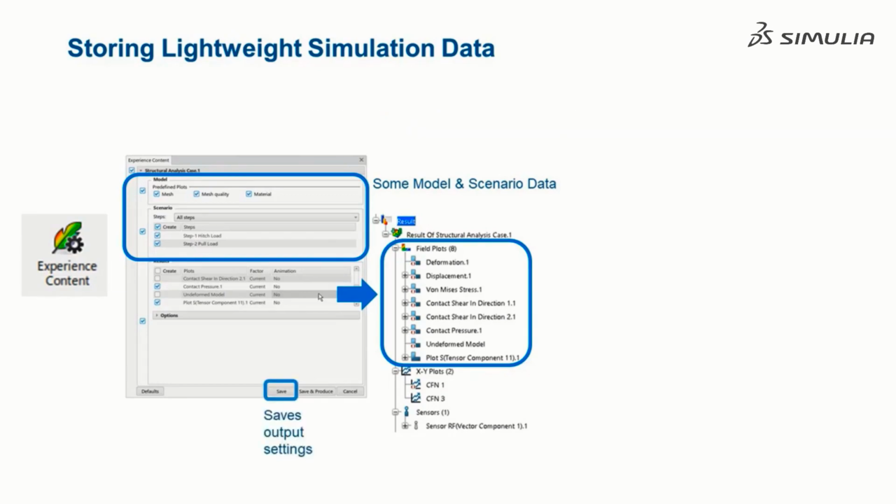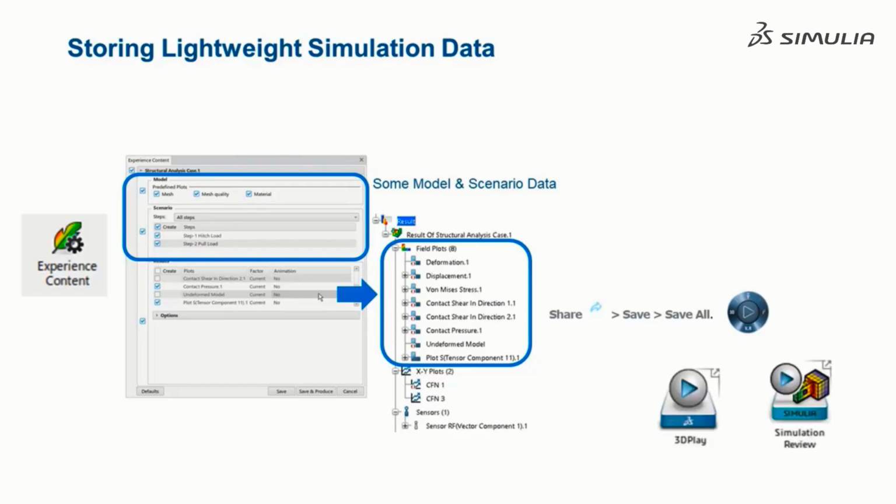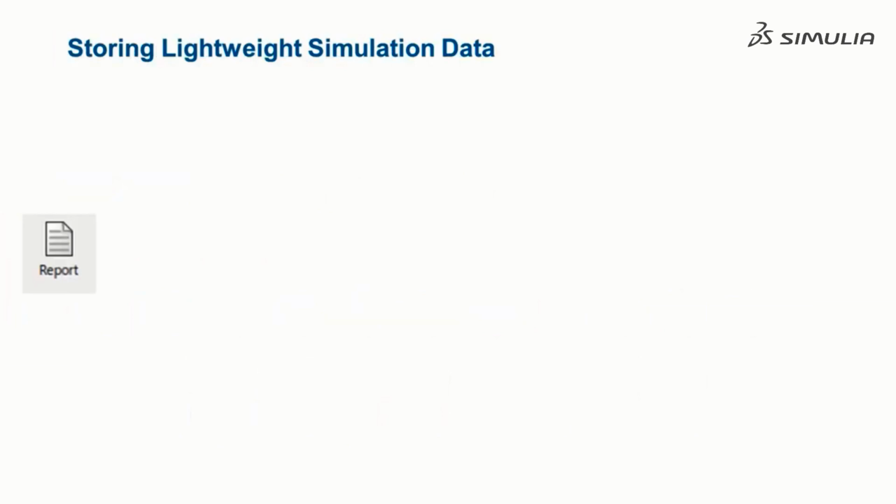Clicking on Save only saves the output settings. Save and Produce saves the output settings and generates the lightweight results. However, the lightweight results will not be stored in the platform until a save operation is performed. Once the lightweight results have been saved to the platform, we can use 3D Play or Simulation Review to interrogate the results.